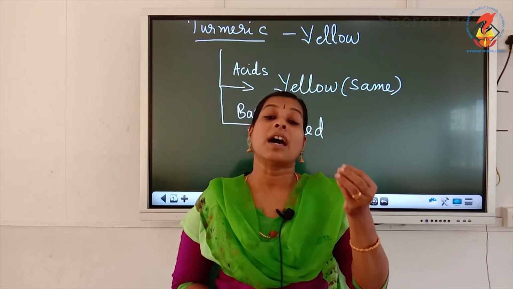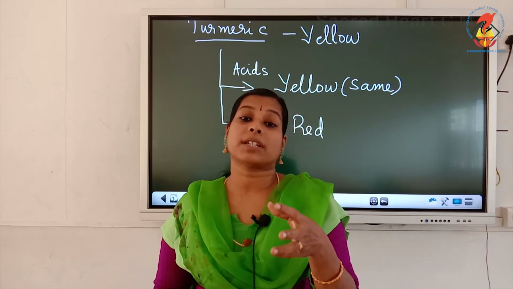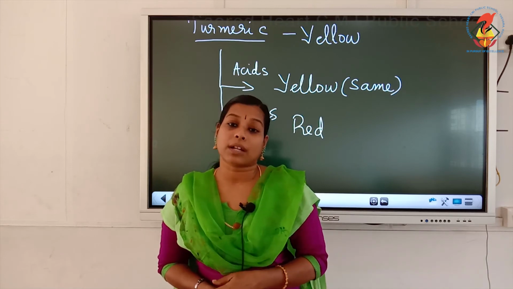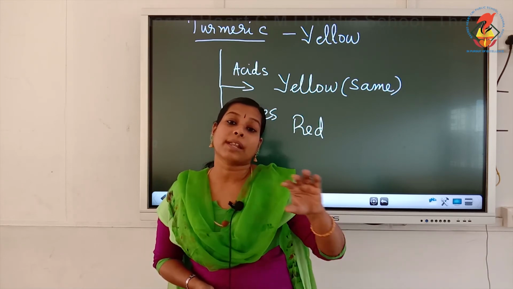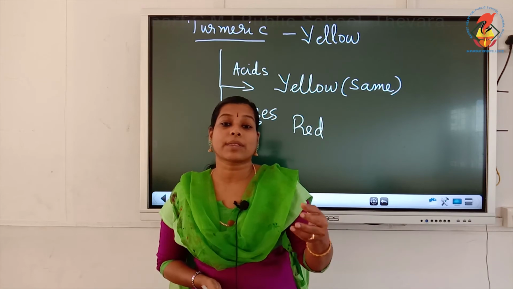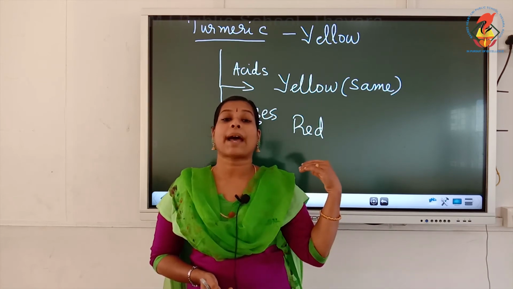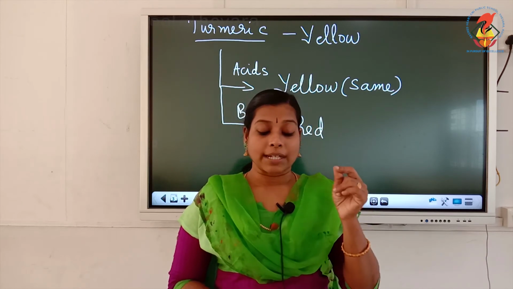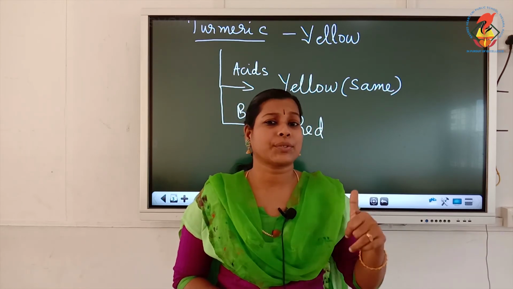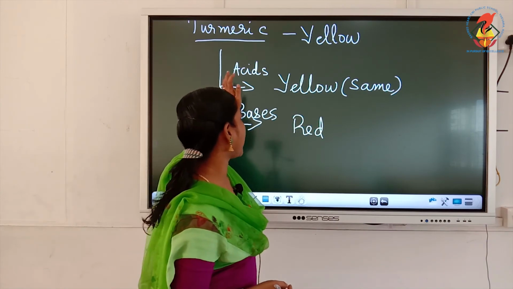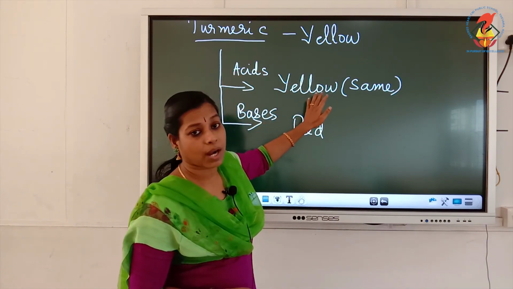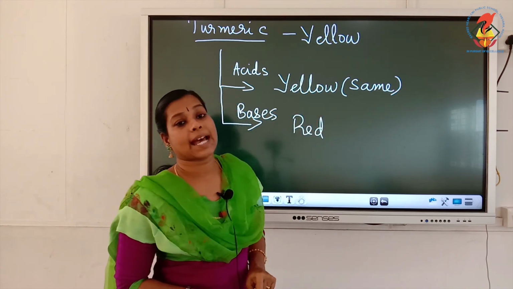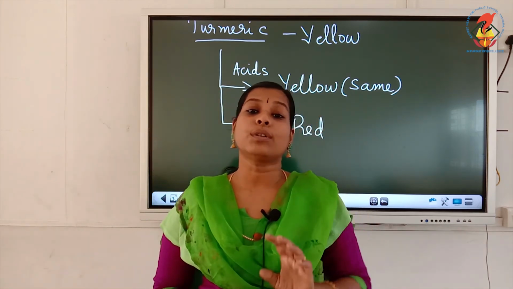But after washing with soap, we will rinse it with plenty of water. During that time, all the basic content will be removed. So the color will again come back to yellow, that we can see. So turmeric is another natural indicator which shows color change, but in acid medium there is no color change, it has its same yellow color, but in bases it changes from yellow to red.